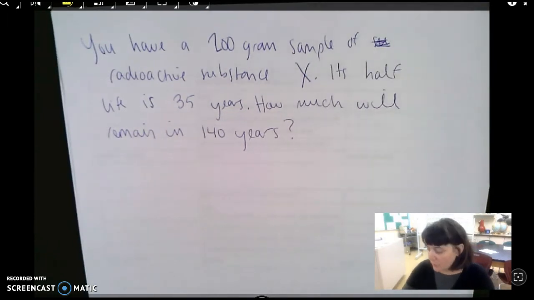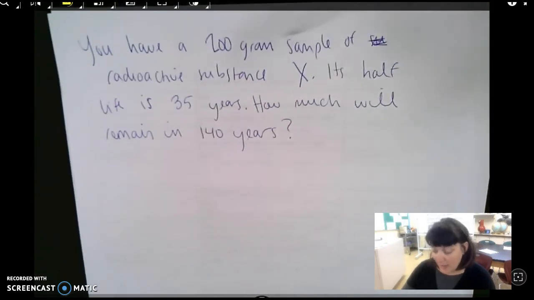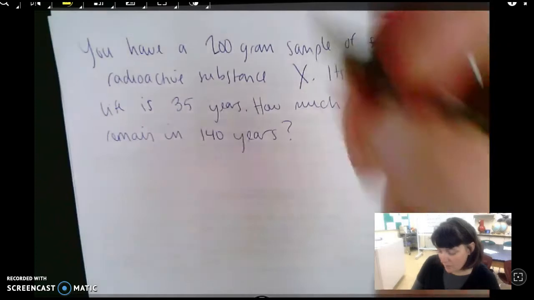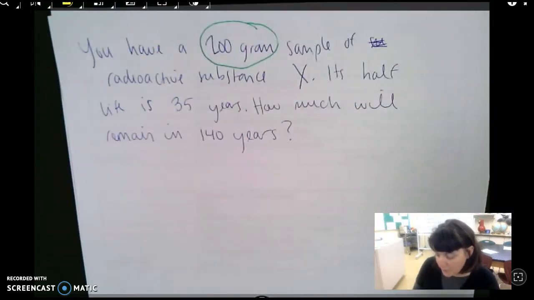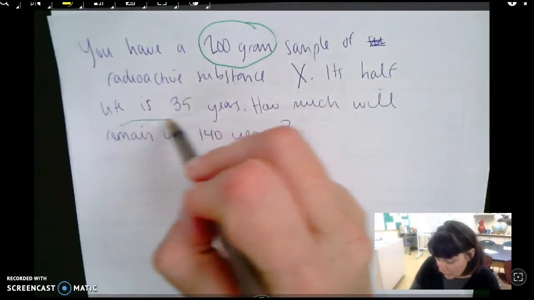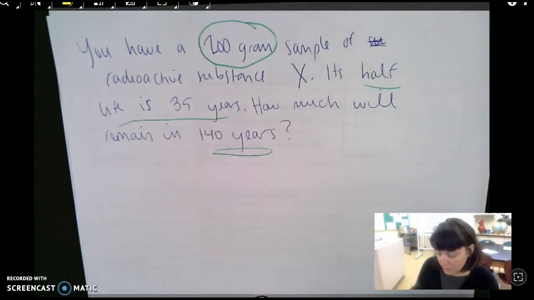You have a 200-gram sample of radioactive substance X. I didn't tell you what it is, it doesn't matter. Its half-life is 35 years. How much will remain in 140 years? So there are a number of pieces of important information here. The first one is that we have 200 grams of the sample. The next one is that its half-life is 35 years. And we want to know how much is going to remain in 140 years.